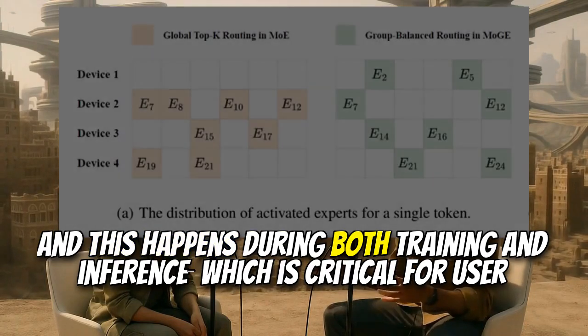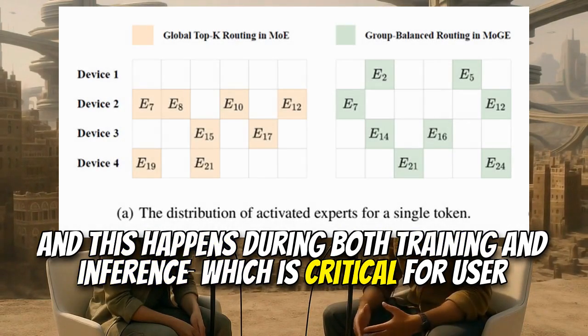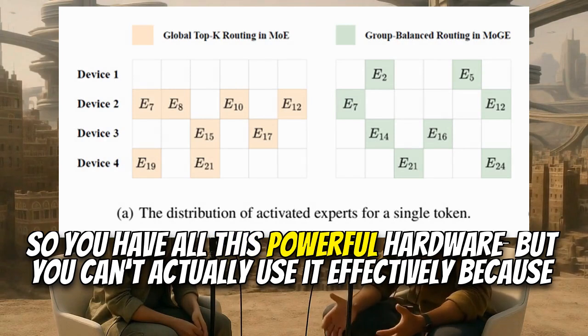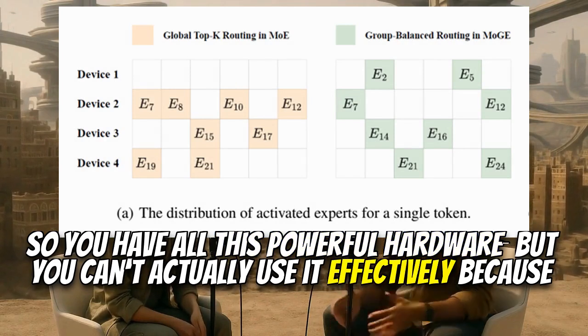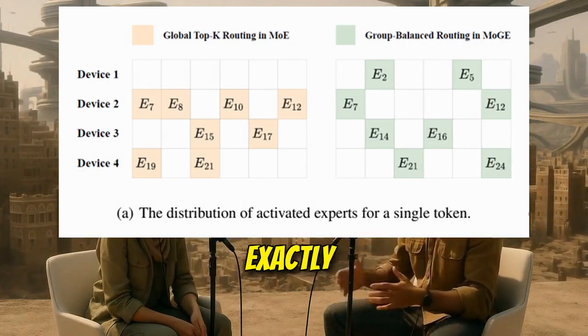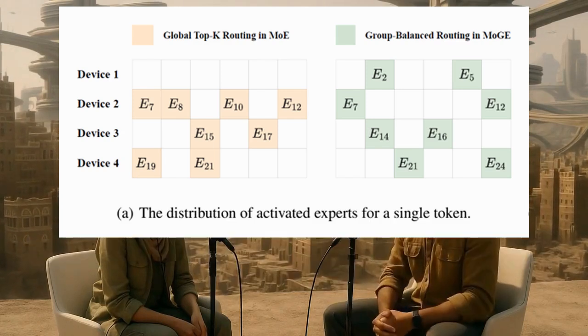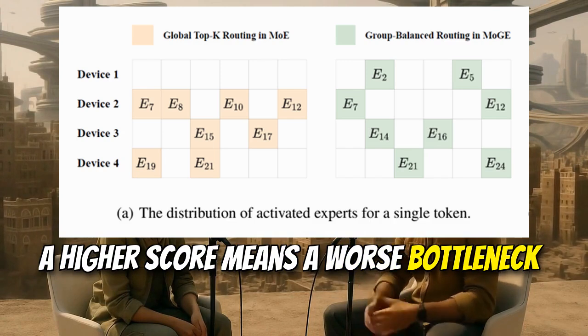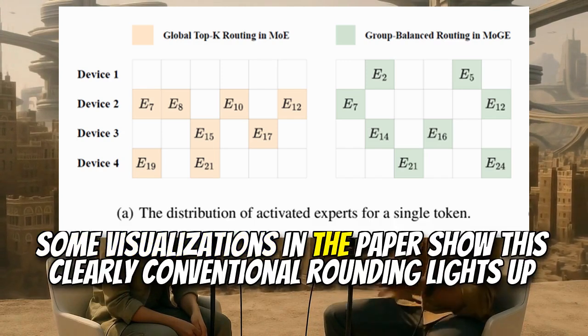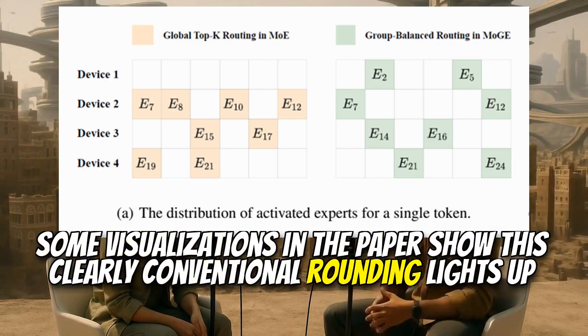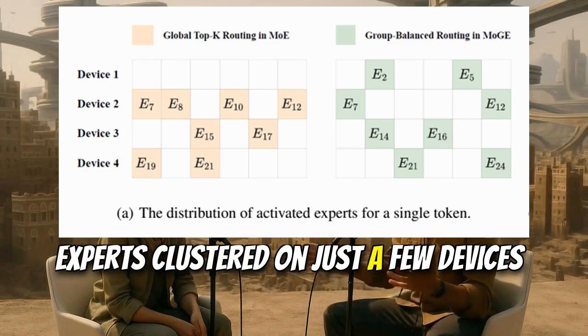And this happens during both training and inference, which is critical for user experience. So you have all this powerful hardware, but you can't actually use it effectively because the work isn't shared fairly. Exactly. They even have a metric for it, the Imbalance Score, or IS. A higher score means a worse bottleneck. Some visualizations in the paper show this clearly: conventional routing lights up experts clustered on just a few devices.